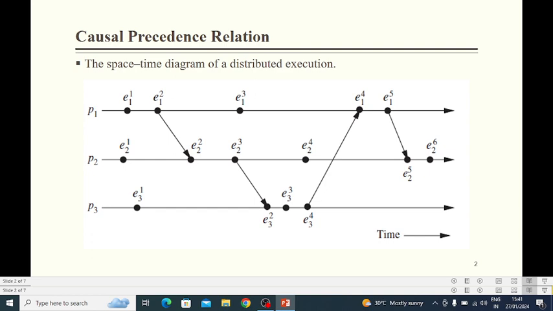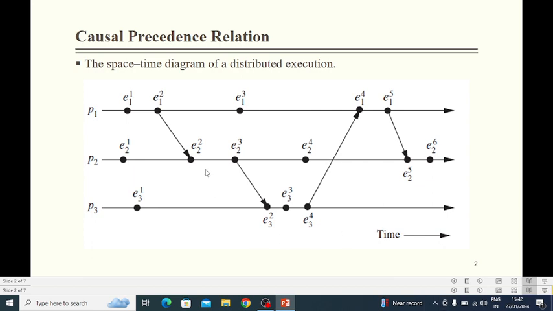The events at a process are linearly ordered by their order of occurrence. The send and receive events signify the flow of information between processes and establish causal dependency from the sender process to the receiver process. The evolution of a distributed execution is depicted by a space-time diagram.